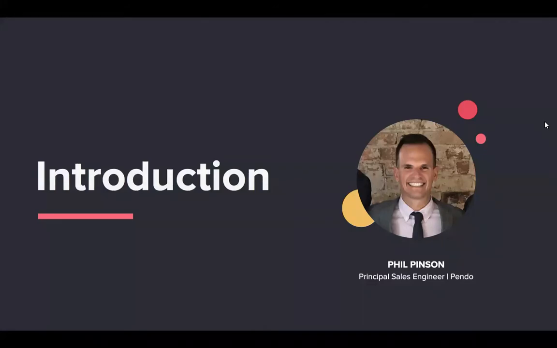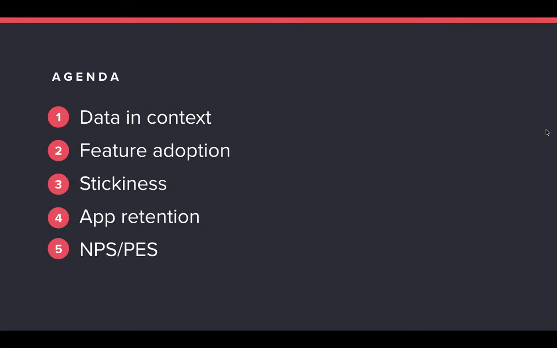Thank you, Fanny, and good morning/afternoon, everyone. My name is Phil Pinson, as Fanny mentioned, and I'm really happy and excited to walk you through our agenda today, looking at these various benchmarks that folks at Pendo have been excited to build a product cloud around. We'll talk about these benchmarks from a contextual perspective, and then move on to the metrics themselves, such as feature adoption, stickiness, app retention, and finally, net promoter score, and a new metric for some of you, or at least most of you, called the product engagement score, which we'll expand on more as we get through today's presentation.